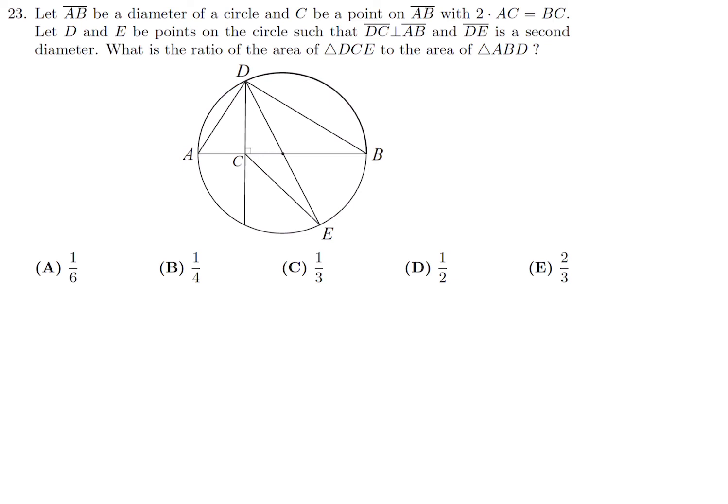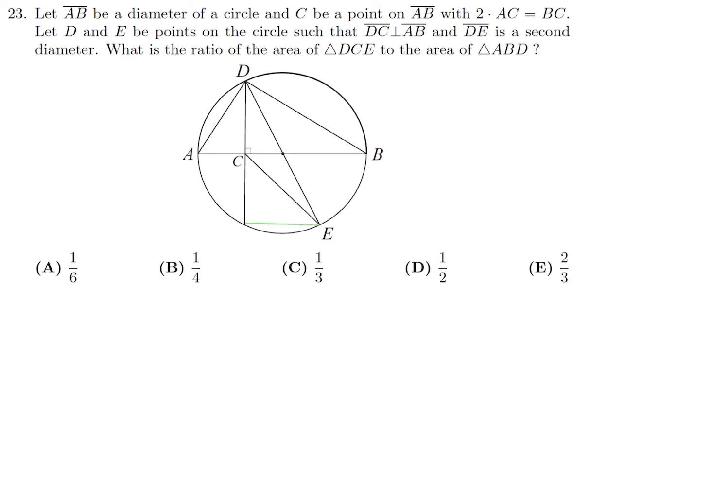Let AB be the diameter of a circle and C be a point on AB with 2AC equal to BC. Let D and E be points on the circle such that DC is perpendicular to AB and DE is a second diameter. What is the ratio of the area of DCE to the area of ABD? Okay, DCE. So first and foremost, I'm going to need a height. So I'm going to draw a line from E to this point right here.